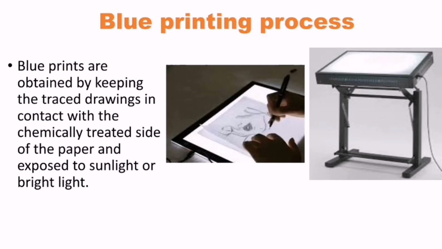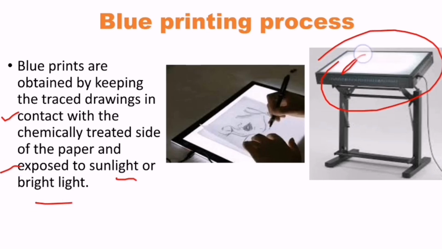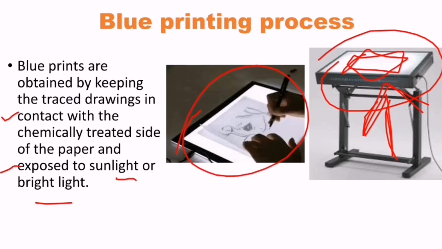Blueprints are obtained by keeping the traced drawing in contact with the chemically treated side of the paper, exposed to sunlight or bright light. If we observe this table, if we keep the drawing sheet on this table and apply the light source from the bottom, what happens? Because of that lighting, it will trace on this. We can see another example: placing the drawing sheet on the lighting screen and taking the tracings. That is nothing but the blueprint process.